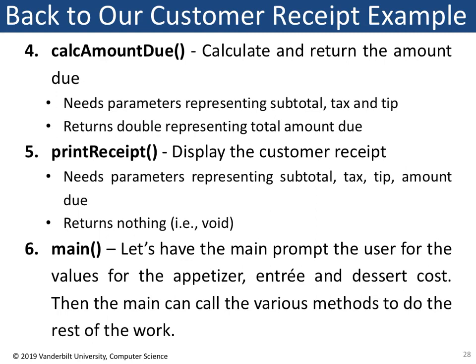Then we will need a print receipt method. So this is the method which will display all of the information so far. So we will need parameters to represent the subtotal, tax, tip, and amount due, and it will return nothing. So therefore, the type of this method will be void because no return statements will be used, no values will be returned from this print receipt method. And then finally, the last method in this class will be our main. And the main will prompt the user for the values of each of the components of the meal, and then the main will call the various methods to achieve the functionality we desire.